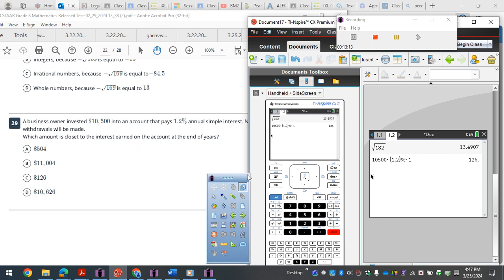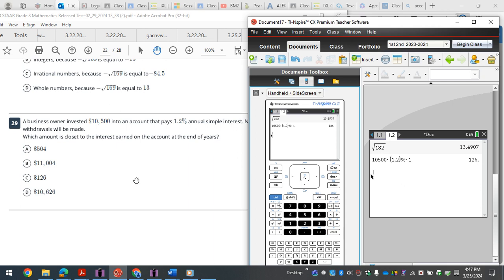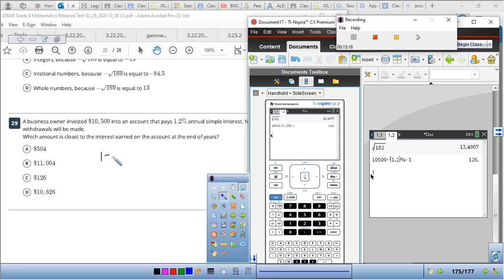Remember, the whole thing here was I equals the principal times your rate times your term. Interest is equal to 126. Interest is the extra stuff, the additional stuff, okay?